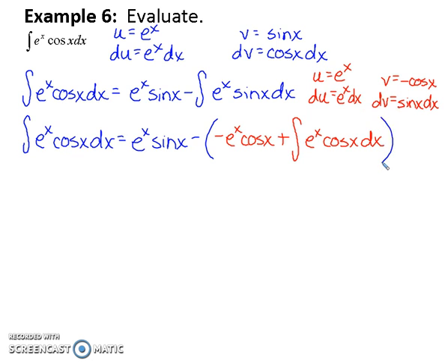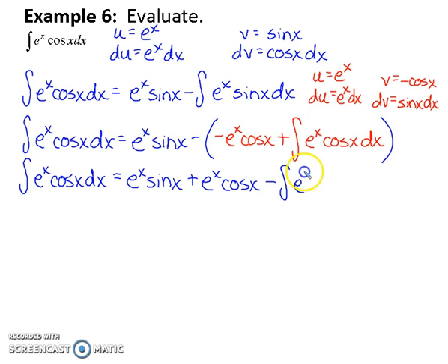So if I distribute my negative through, I get the integral of e to the x cosine x dx equals e to the x sine x plus, well, I'll keep it in blue, e to the x cosine x minus the integral of e to the x cosine x dx. And now you're thinking, geez, lady, now I got another integral that I still can't work with. But if you look at this integral right here, notice it is the exact same integral as what I've been trying to find since the very beginning of the problem.